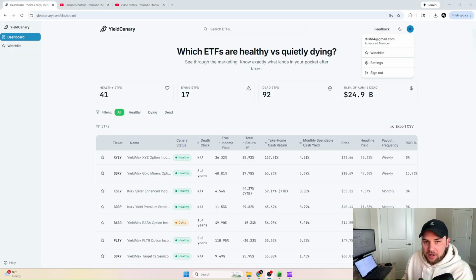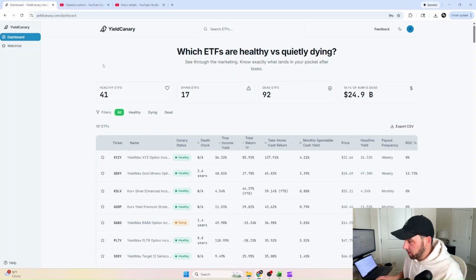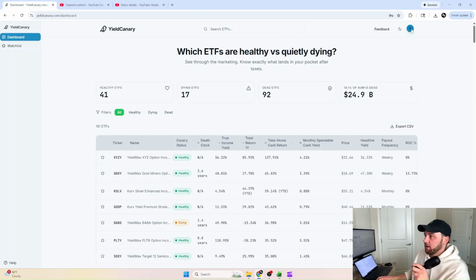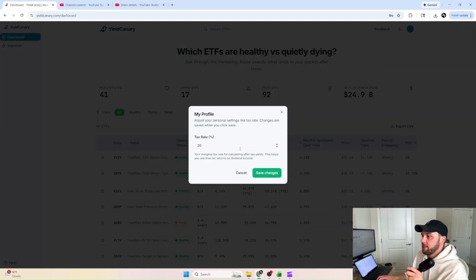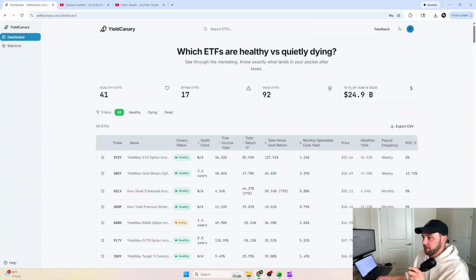In this video, we're talking about the tax rate settings within YieldCanary, and it is something that you are required to put in when you sign up. So you should have this already entered if you signed up correctly, but if not, in the upper right corner of the dashboard, you're going to see a little icon with your initial in there. If you click on that and go to settings, the only setting in there right now is your tax rate. So this is something you have to figure out on your own, what you would withhold for dividend taxes. But that is where the setting is up there.